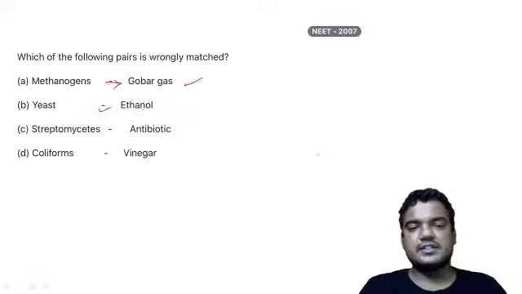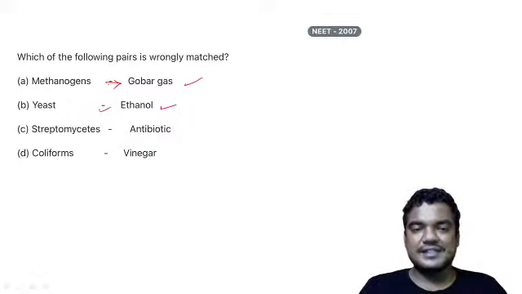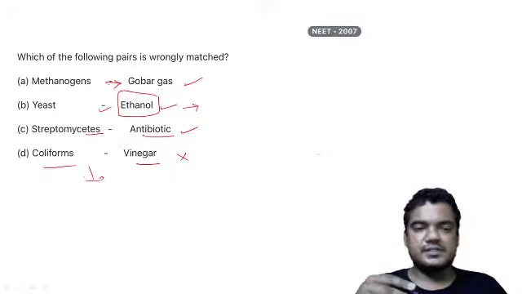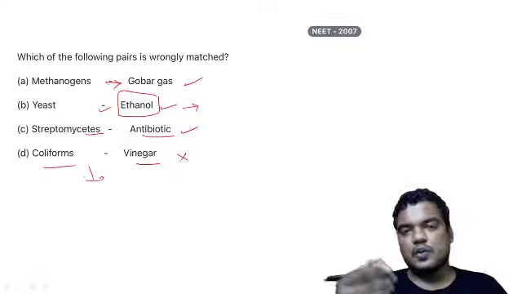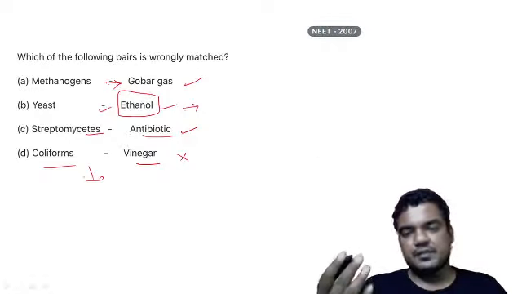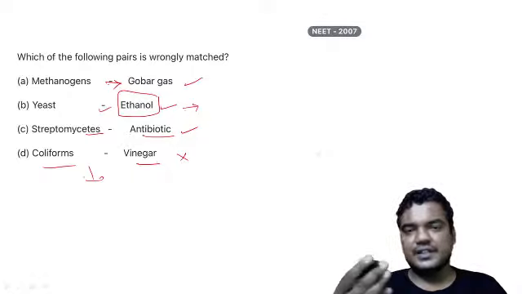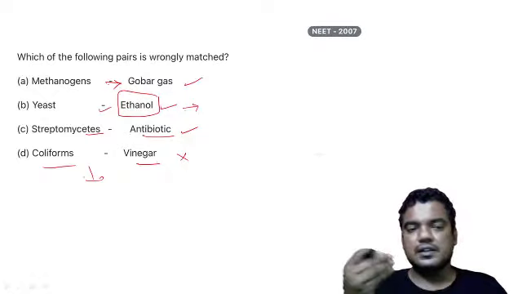Then coming to yeast, yeast is a fungus which produces ethanol. In distilleries we use yeast for production of ethanol, and we use molasses as a substrate. Then Streptomyces, yes, Streptomyces produces the streptomycin antibiotic, it is also correct. And coliforms, they produce vinegar? No, that is wrong. Coliform is used for measuring how much fecal matter is present in the water. Usually fecal matter is rich in coliform bacteria.